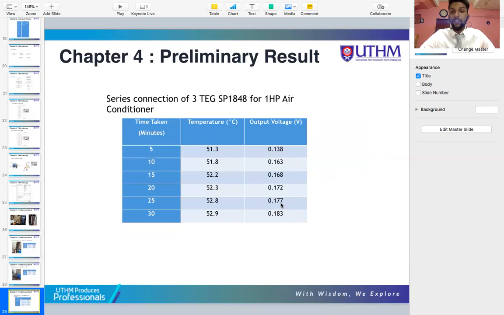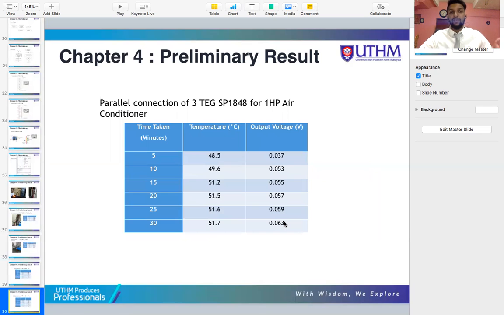Next will be for the 1 horsepower air conditioner. For 1 horsepower, it will only produce 0.183, which is 0.1 lesser compared to 1.5. 1.5 produces 0.283, while 1 horsepower gives you 0.183, so 1.5 gives you 0.1 volt more. Next will be parallel connection. Same goes here, 0.063 for the end product, which is very low, so I'm not going to use it.